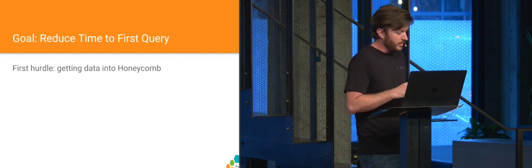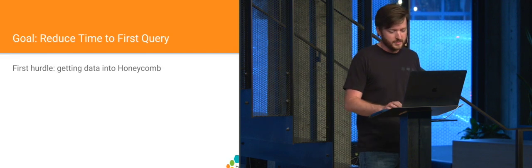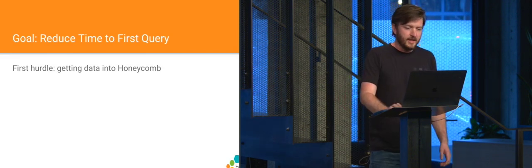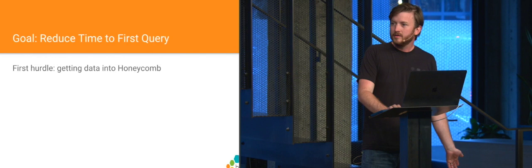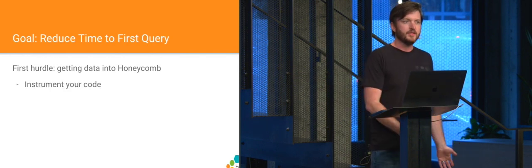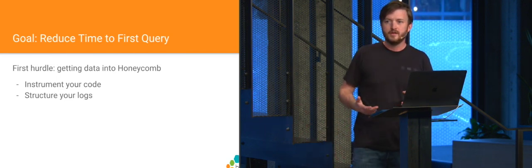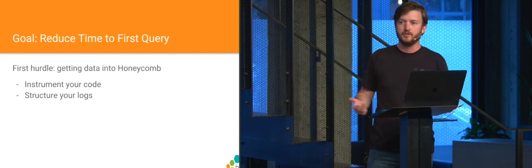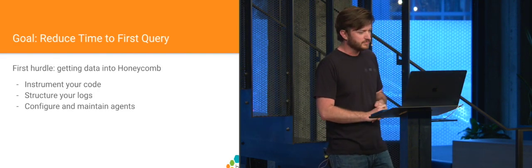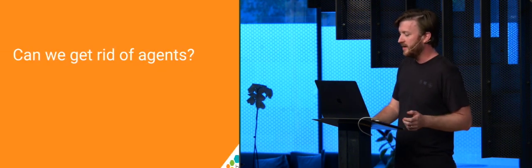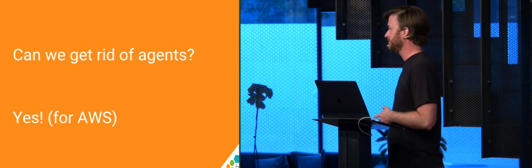When thinking about solutions for how to make this easier, this experience I had working at the last company came back to me. Things we try to get people to do when they're getting data into Honeycomb is to instrument their code with SDKs, and structure their logs so that the data is easy to get out of whatever system they have, and the logs are more meaningful and easier to process. But there are a lot of solutions that involve configuring and maintaining agents. Wouldn't it be great if we could just get rid of the agent? It turns out, in some cases you can, especially if you're running in AWS and running serverless apps.